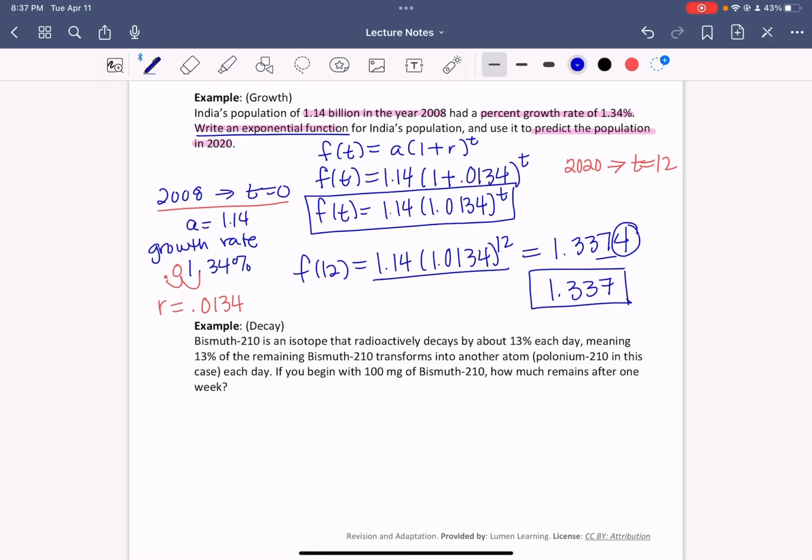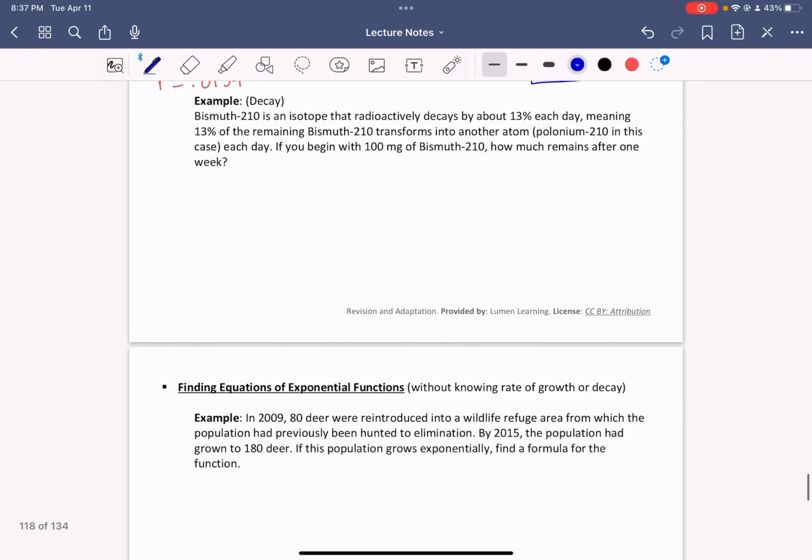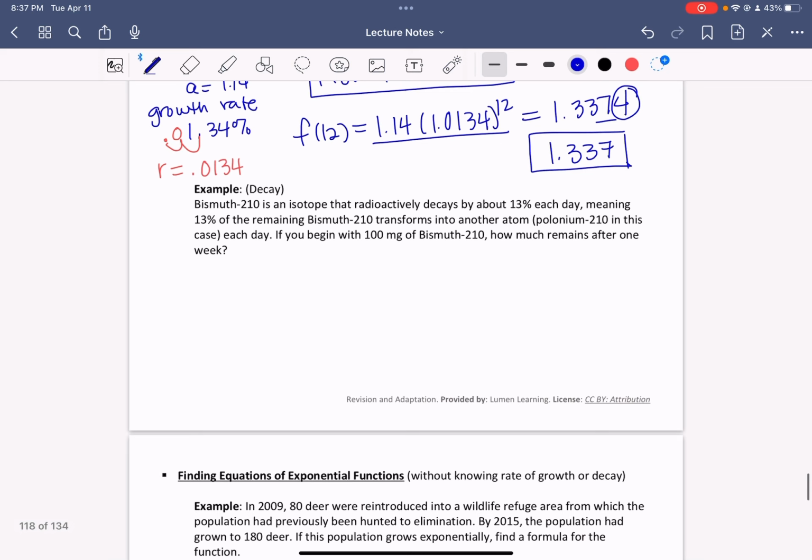This is a decay problem. That first one dealt with growth. This next one is going to deal with decay. It says, bismuth-210 is an isotope that radioactively decays by about 13% each day, meaning 13% of the remaining bismuth-210 transforms into another atom, polonium-210 in this case, each day. If you begin with 100 milligrams of bismuth-210, how much remains after 1 week?